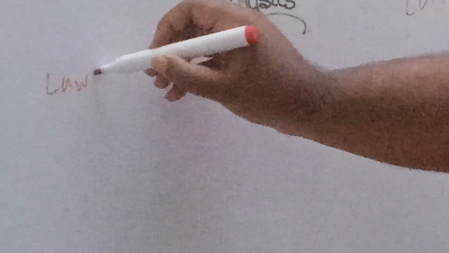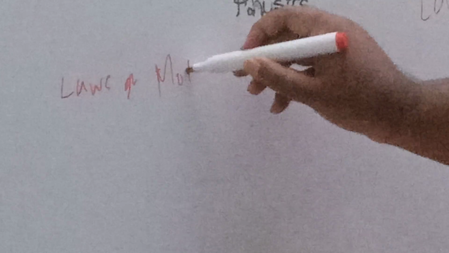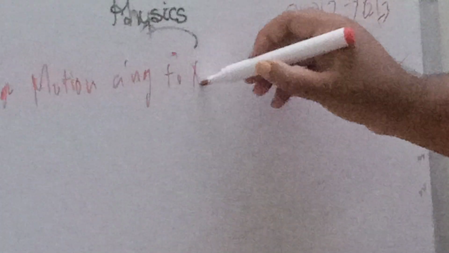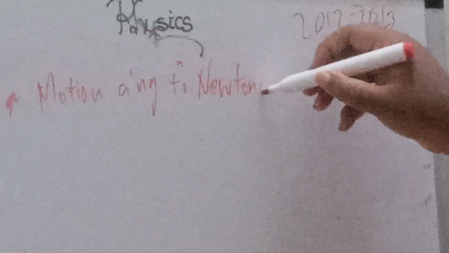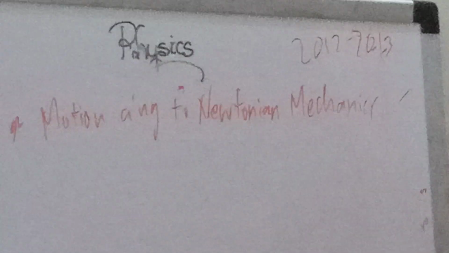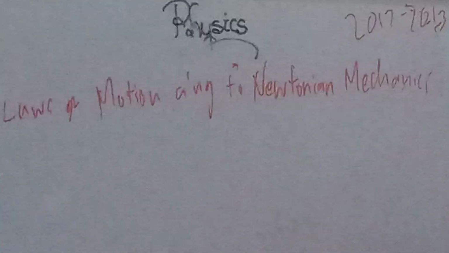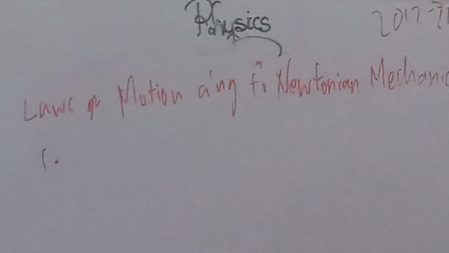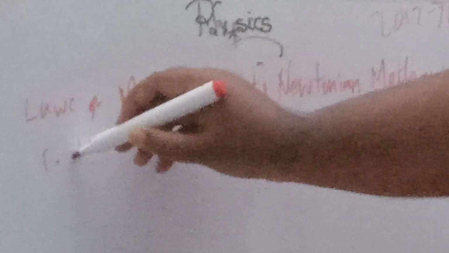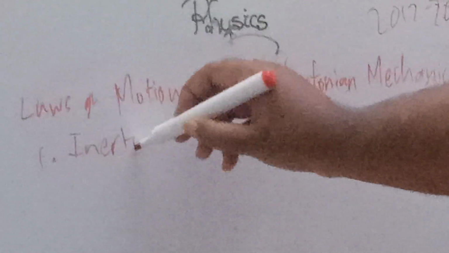Okay, so let's go to the laws of motion according to Newtonian, Sir Isaac Newton's mechanics. Okay, laws of motion using Newtonian mechanics. One. Not a fallacy, but there is a thing called inertia. That is all he's trying to say. I'll tell you the statement later.